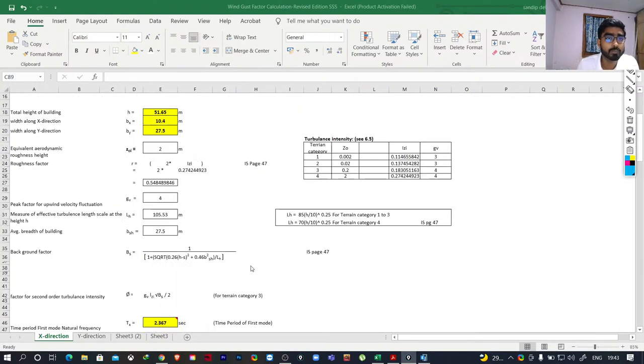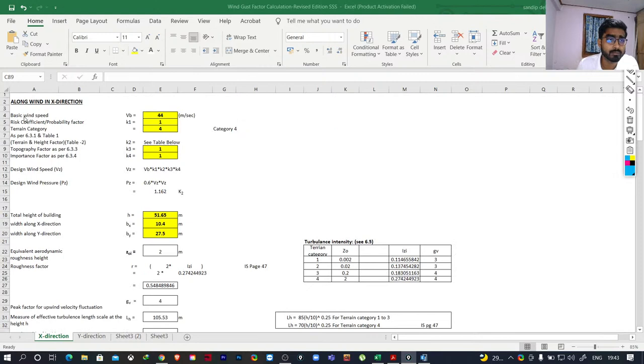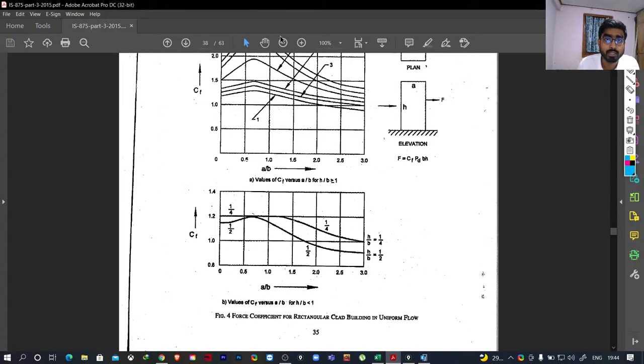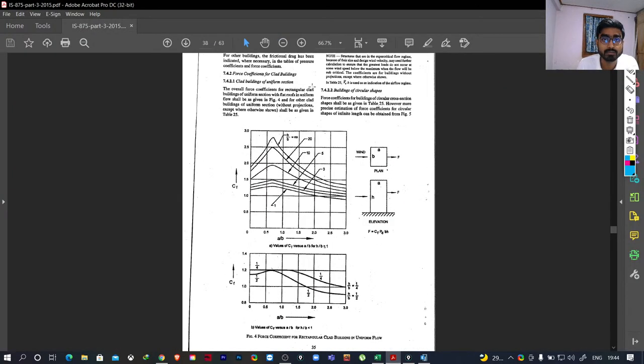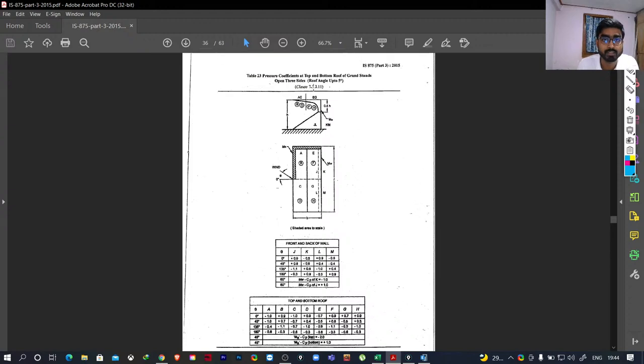So first, the basic wind speed. What I will consider is 5 meters per second. Now, before going to that, let me just show you in the code in which cases we actually need to consider the dynamic effect of wind.